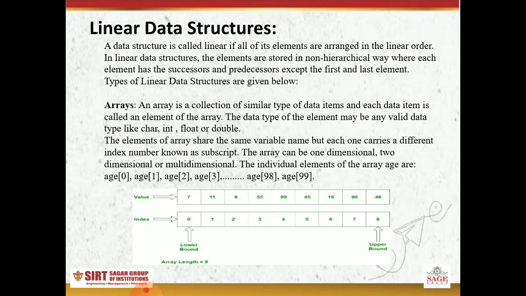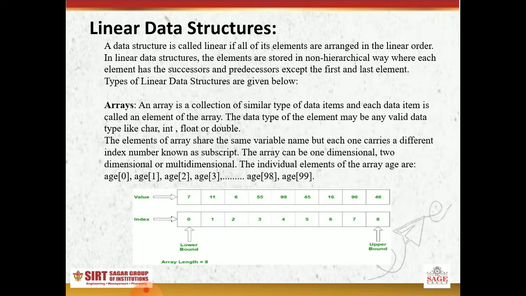Types of linear data structure are as follows. Number one is array. An array is a collection of similar type of data items, and each data item is called an element of the array. The data type of the element may be any valid data type like character, integer, float, or double. The elements of an array share the same variable name, but each one carries a different index number known as subscript. The array can be one-dimensional, two-dimensional, or multi-dimensional.